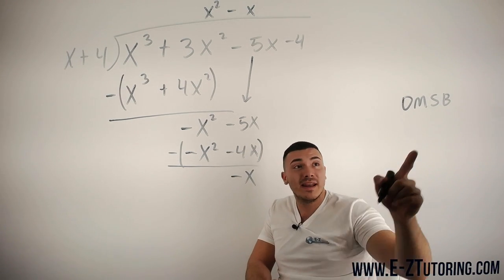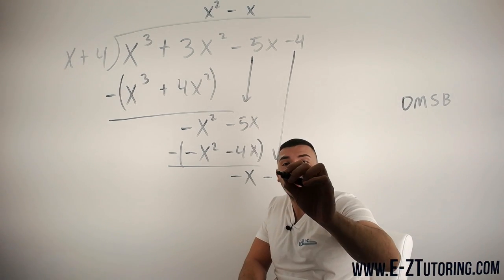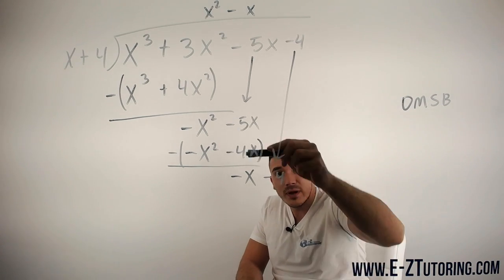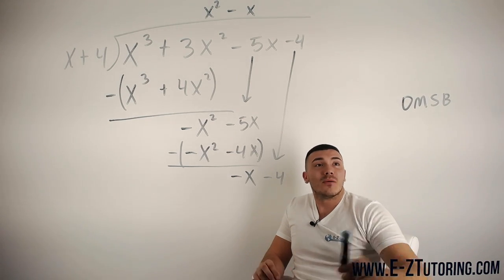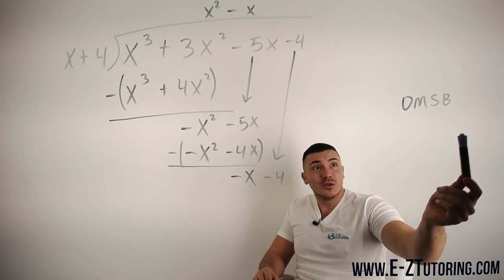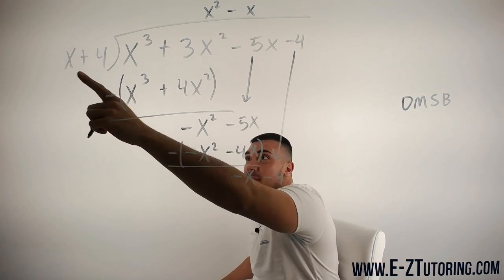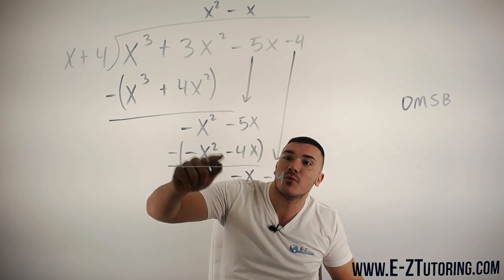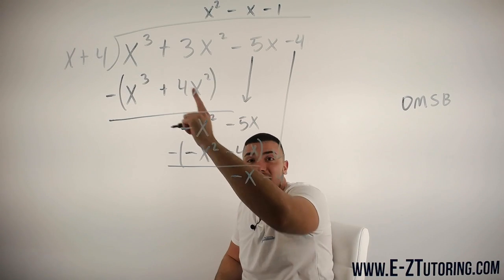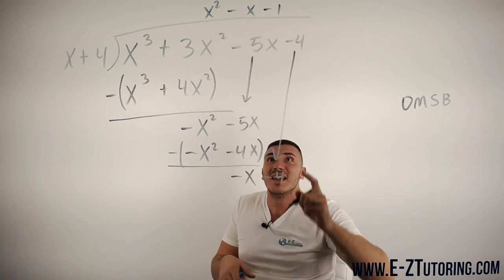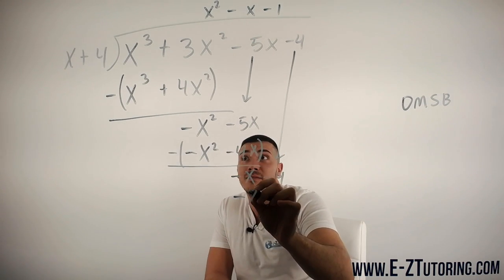All right, our next step is to bring down. So we bring down the negative 4. You want to keep going until you're left with a remainder of 0. Now we can go back to our first letter. We loop back and we want to divide. So we divide this by this. What is negative x divided by x? How many times does x go into negative x? It goes in there negative 1 times, because negative 1 times x is negative x. Our next step is to multiply. We multiply negative 1 by all of this, and we get negative x minus 4.